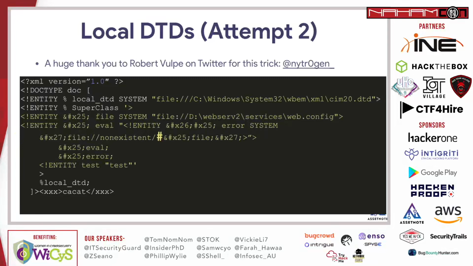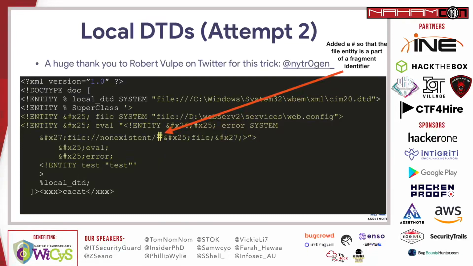To break this payload down, you've got a hash after the non-existent file, so that the file entity is a part of a fragment identifier. That's the only main difference between the previous XXE payload I showed you and this one. In this payload, the side channel leak happens because of this fragment identifier.